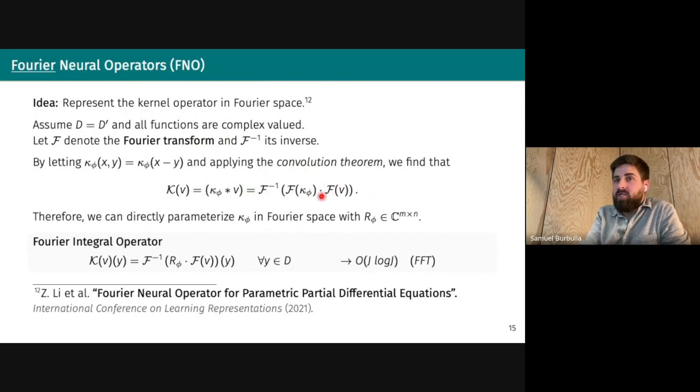And you can evaluate this pretty efficiently. In particular, if you use the fast Fourier transform, then it's just a dot product and the inverse fast Fourier transform. What we can also do is directly parameterize F of k phi in Fourier space. So let's replace this by some complex valued matrix. And then this is the Fourier integral operator. If we use FFT, the fast Fourier transform, this has a complexity of J log J and does not include any assumptions on locality. But of course, we have some assumptions to perform the Fourier transform efficiently.